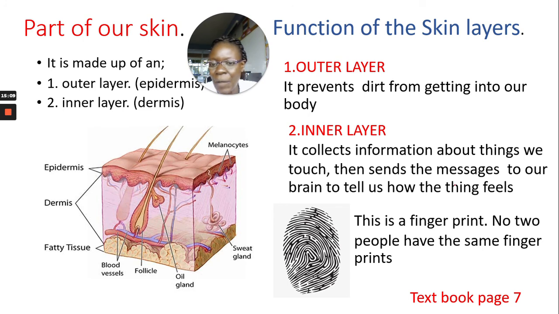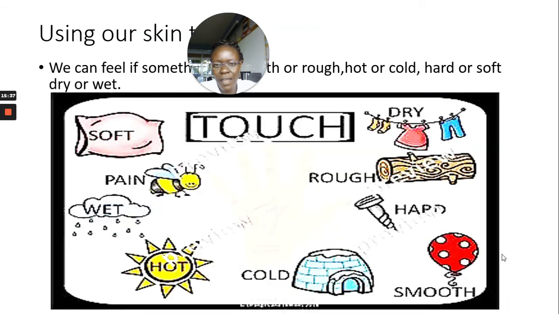Now, this is our skin. Like I say, we have two parts: the inner and the outer. The outer layer prevents dirt from getting inside our inner layer, and the inner layer collects information about things we touch, then sends the message to our brain. Some things are soft, very soft. Some things are very, very rough.